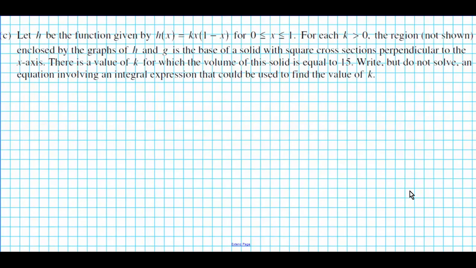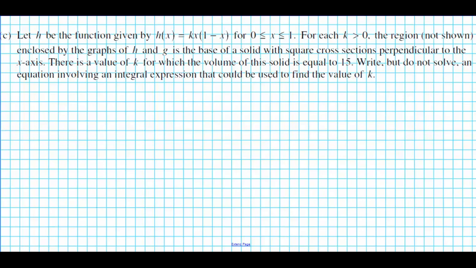All right, let's take a look at the C part. It says, let h be the function given by h of x equals kx times the quantity 1 minus x, for 0 less than or equal to x less than or equal to 1. For each k greater than 0, the region, which is not shown, okay, you gotta be careful, h is not shown. What was provided was f and g. This is not shown, all right? But it's still a quadratic function anyway.